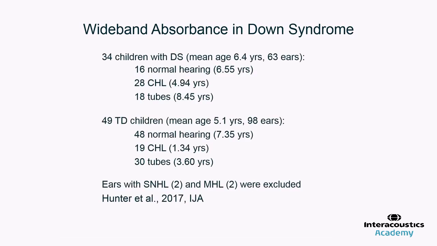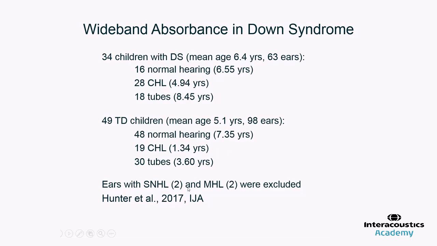So we had 34 children with Down syndrome. The mean age was 6 years, and 16 of them had normal hearing, 28 had conductive hearing loss, and 18 had tubes present. And you can see the age ranges were a little bit different in each of those groups. And then we had 49 typically developing children, TD children, who had normal hearing in most cases for 48 of them, 19 had conductive loss, and 30 had tubes. So we did have some age differences just in the sample we were able to obtain.